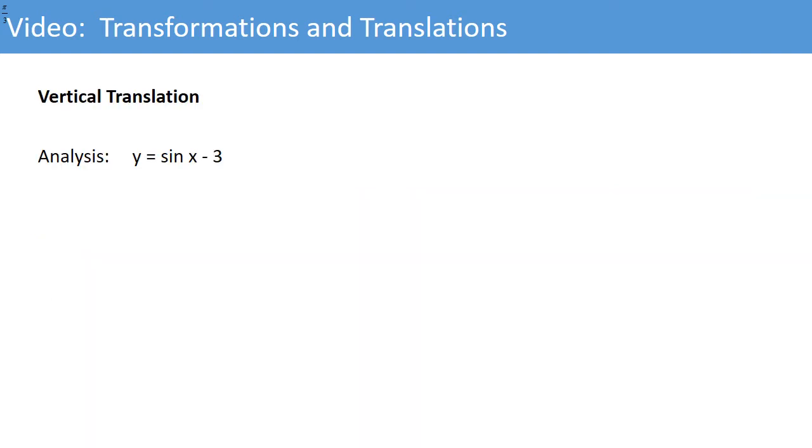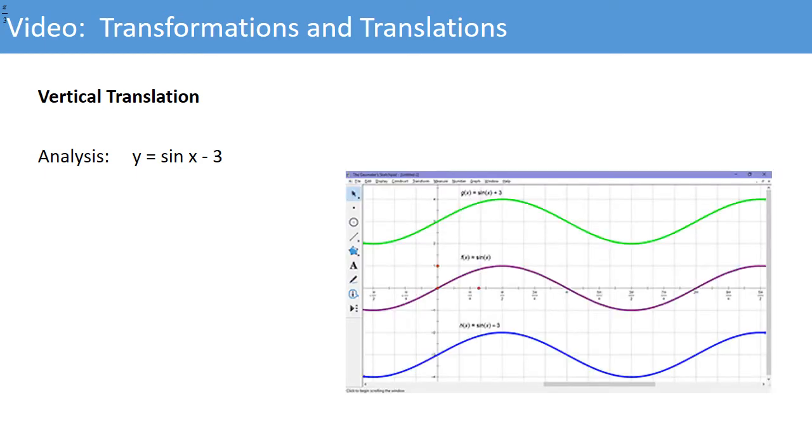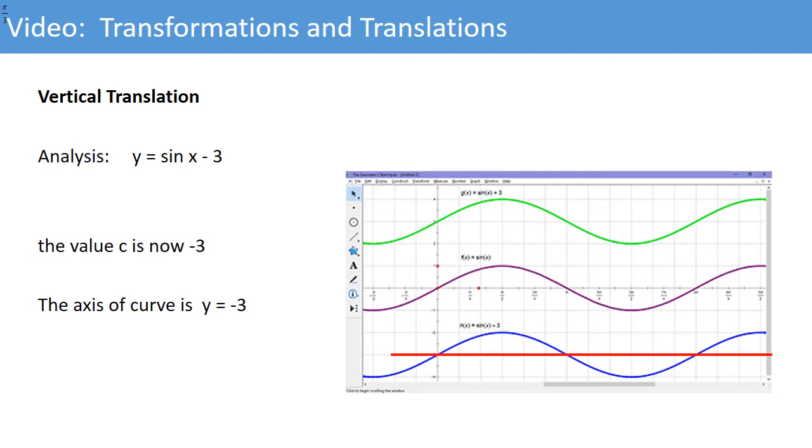Now, what happens for y equals sine x minus 3? And here it's shown on the graph in blue. The value of C from the equation is now negative 3. The axis of curve would then be y equals negative 3. If we draw a horizontal ruled line, we notice, oh yes, it passes through y equals negative 3. So our graph has vertically translated down by a factor of negative 3.